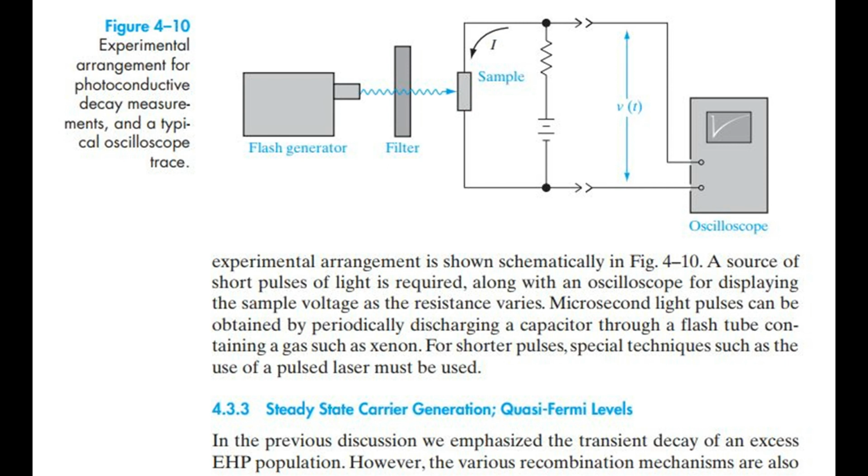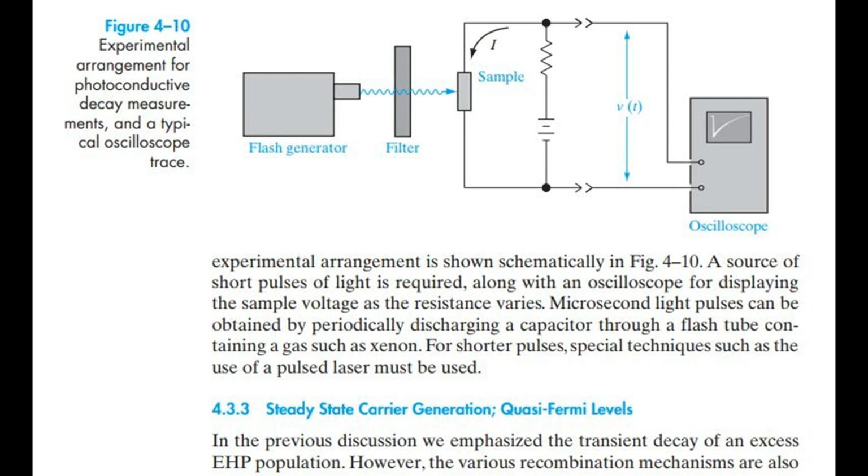Microsecond light pulses can be obtained by periodically discharging a capacitor through a flash tube containing a gas such as xenon. For shorter pulses, special techniques such as the use of a pulsed laser must be used. Steady-state carrier generation, quasi-Fermi levels.